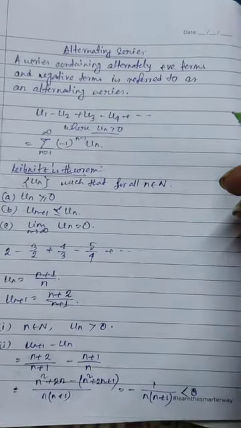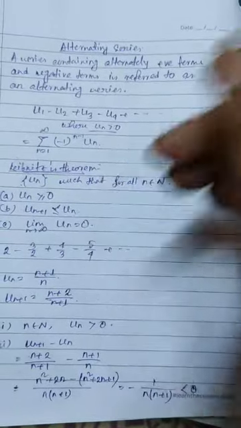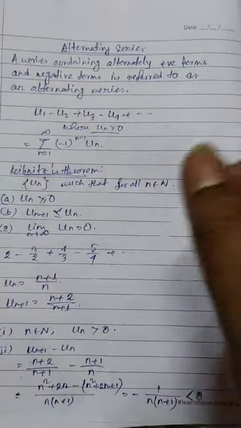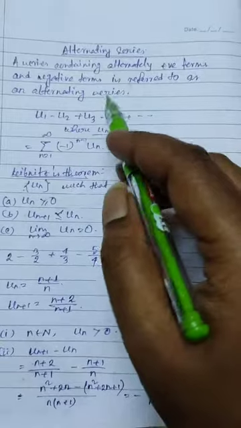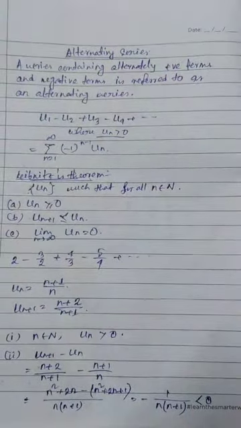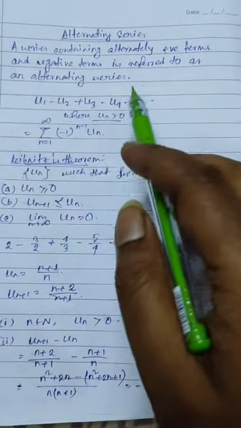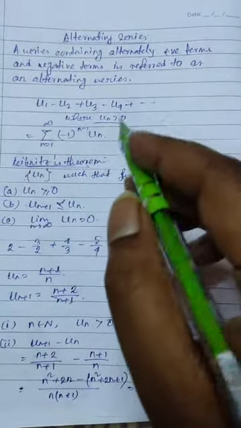Guys, in this video we will discuss the alternating series. So what is an alternating series? That is a series containing alternately positive terms and negative terms is referred to as an alternating series.